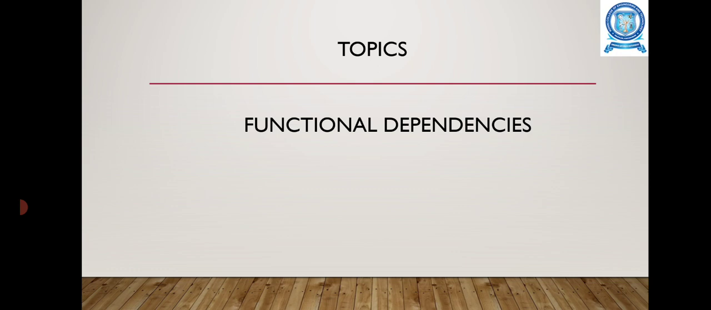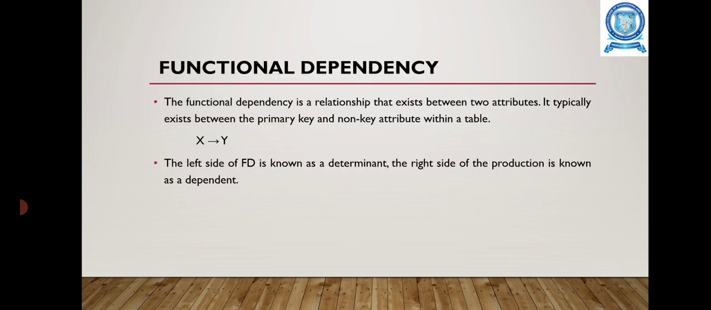A functional dependency is a relationship that exists between two attributes. It typically exists between the primary key and a non-key attribute within a table. It can be represented as X tends to Y. That means Y depends on X, the value of Y depends on X. The left side of the functional dependency is known as the determinant and the right side is known as the dependent. That means Y is dependent on the particular X.